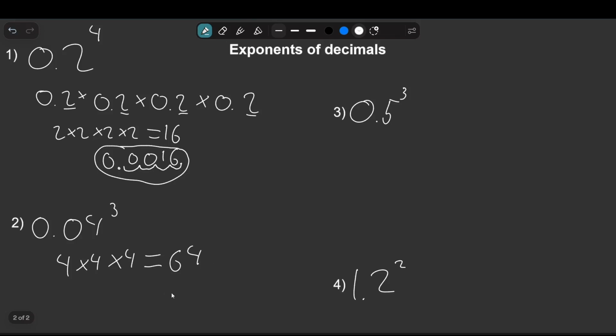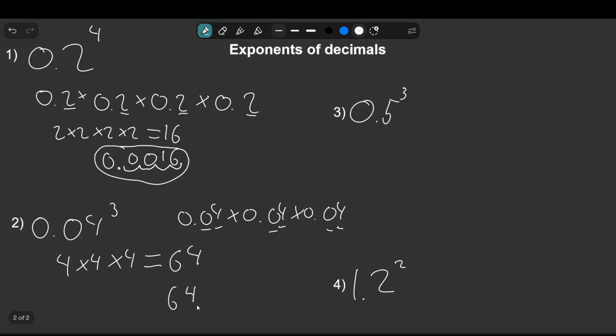Now all we have to do is check how many numbers are to the right of the decimal. Now, if you didn't write this out, it can be a bit harder, so I'm going to write it. 0.04 times 0.04 times 0.04. So now we can see how many numbers are to the right of the decimal. 1, 2, 3, 4, 5, 6.